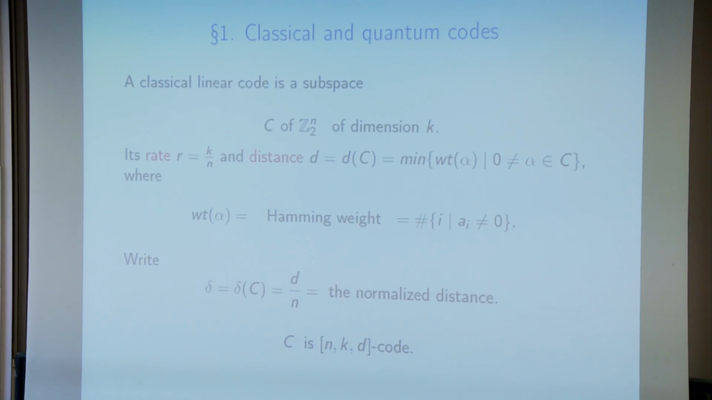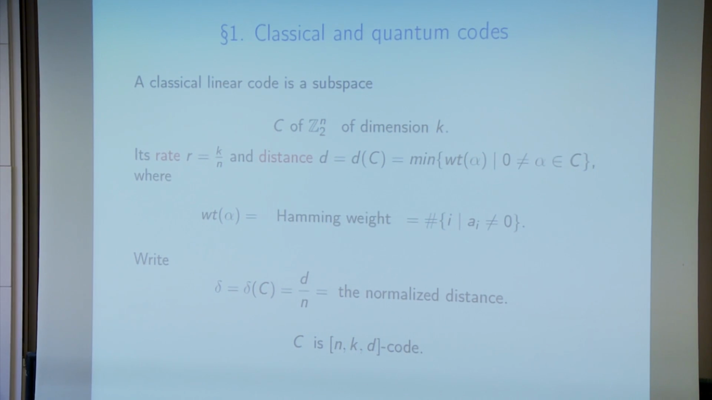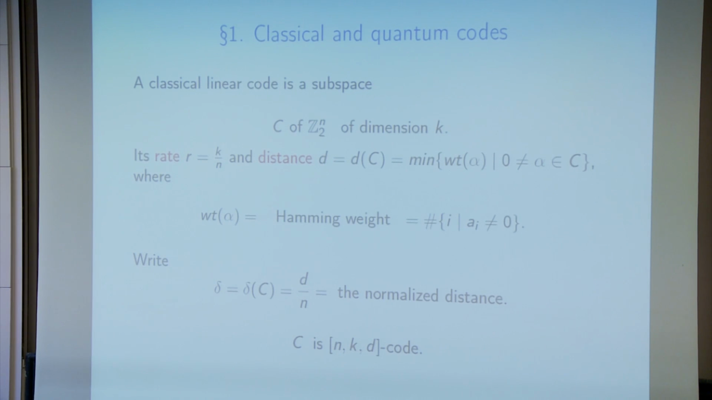The rate of the code, the dimension of the code is k, the length of the code is n, the rate is k over n, and the distance of a code, I'm talking about the so-called linear codes, and the distance of the code is the minimum of the Hamming weight of a non-zero vector alpha in the code. Now, what is the story?